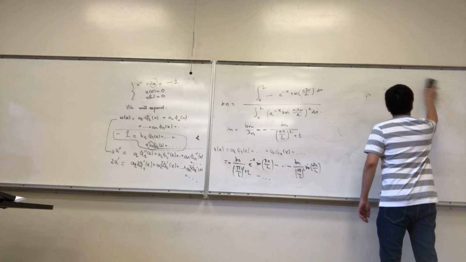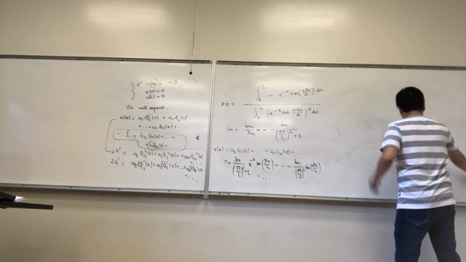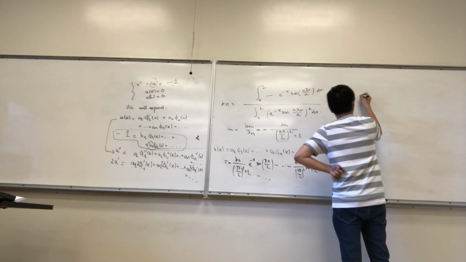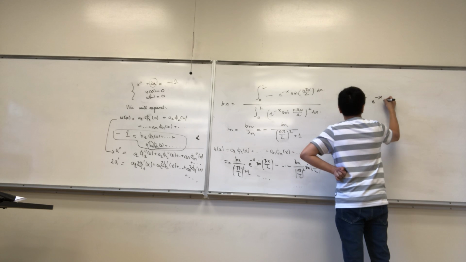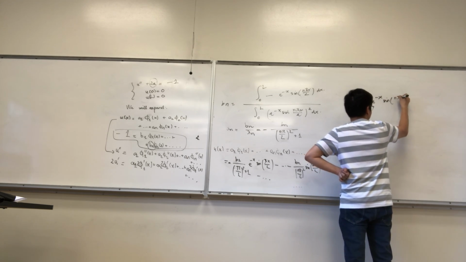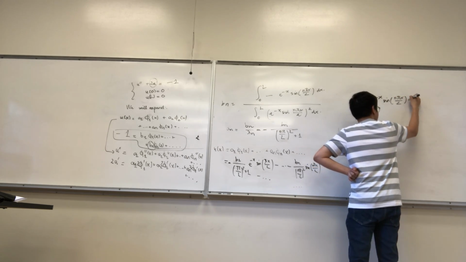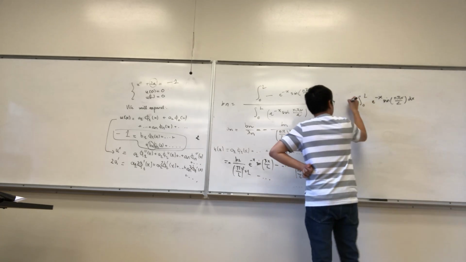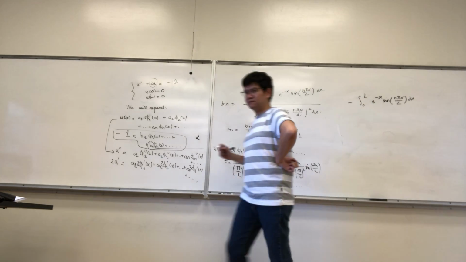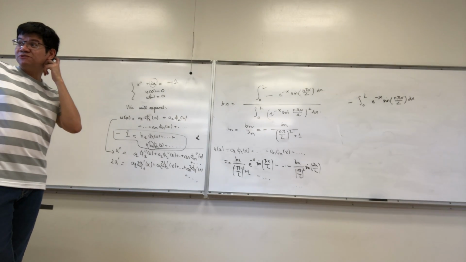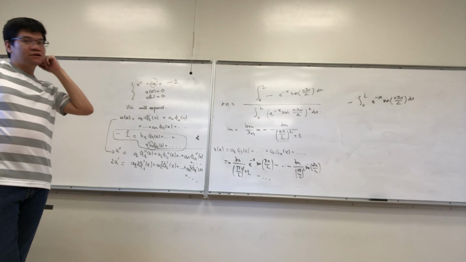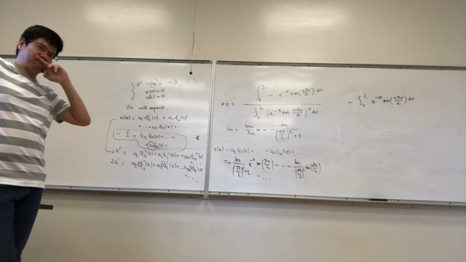So let us compute the first one. Now you compute the integral from 0 to L of e to the power minus x sine of n pi x over L dx. Alright, so this is minus. Right? Now this is the integral that I have to compute. So how do I compute that?